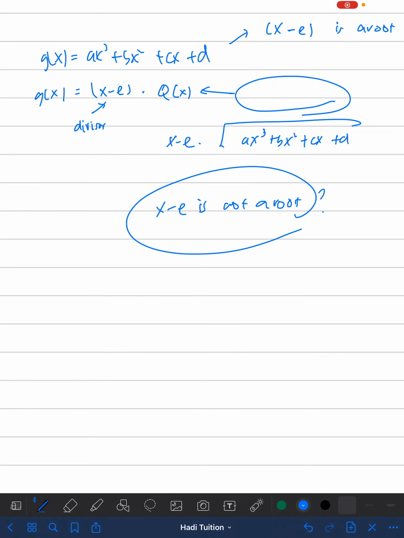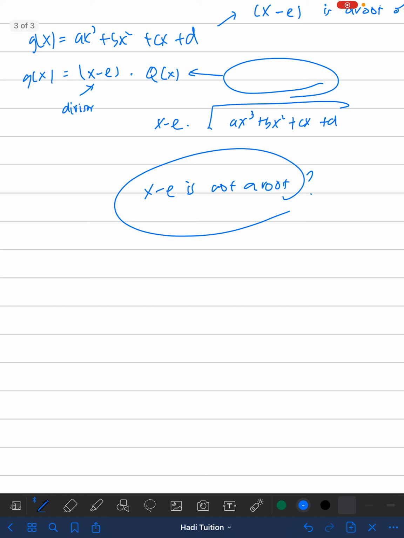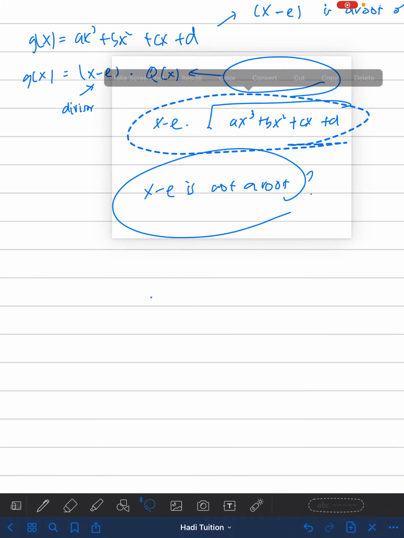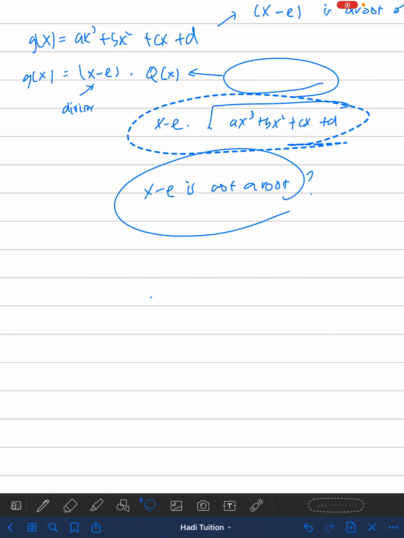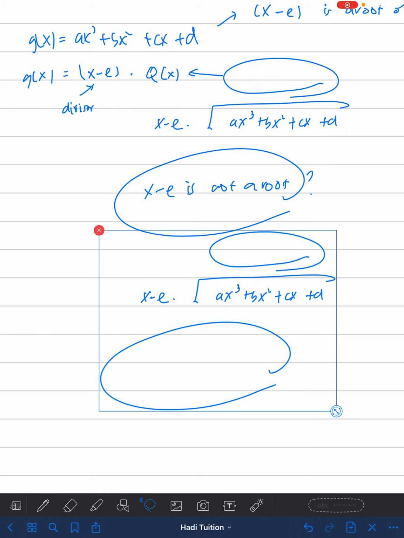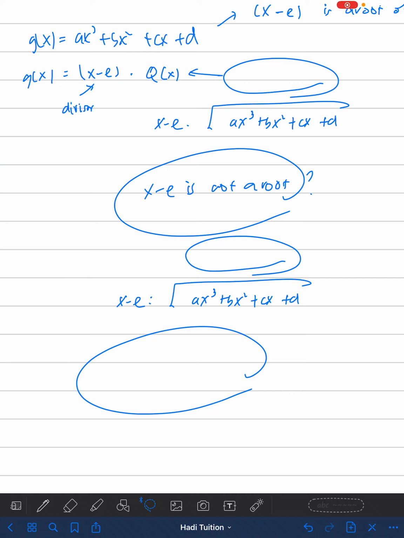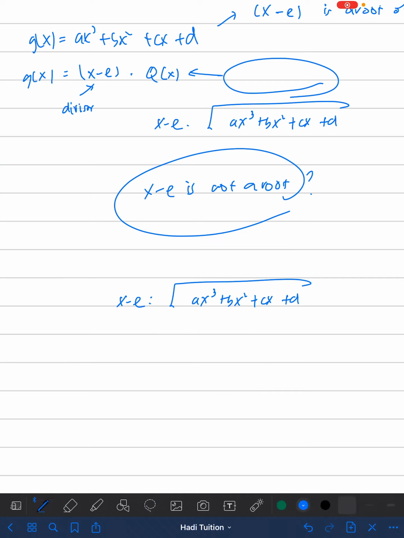Okay, so if it's not a root, the long division of g of x by x minus e, which is essentially just this, will give you something like this. So you know that the top bit will be q of x, and once you complete the long division, you have a remainder. This is your remainder.